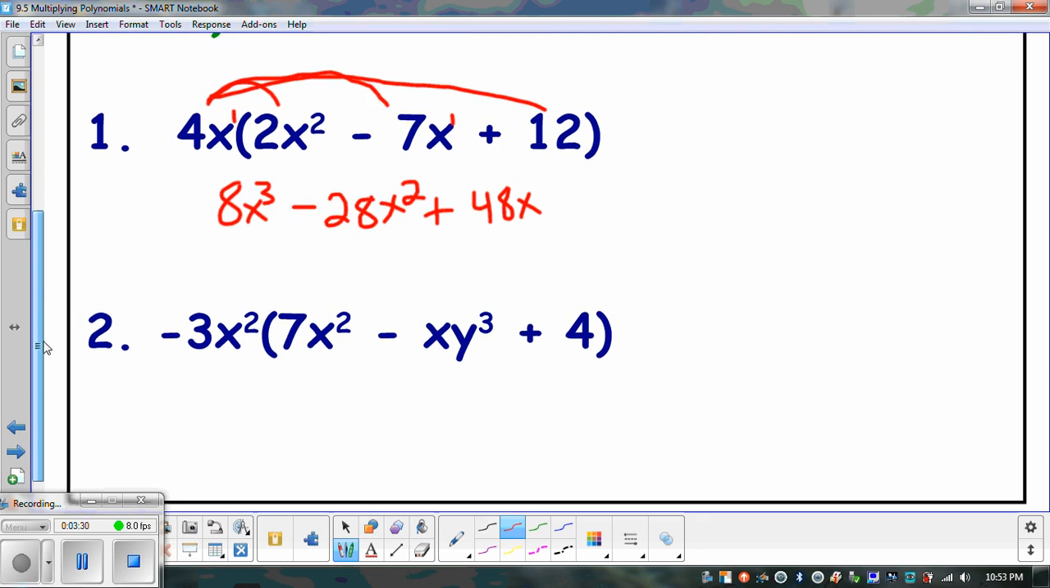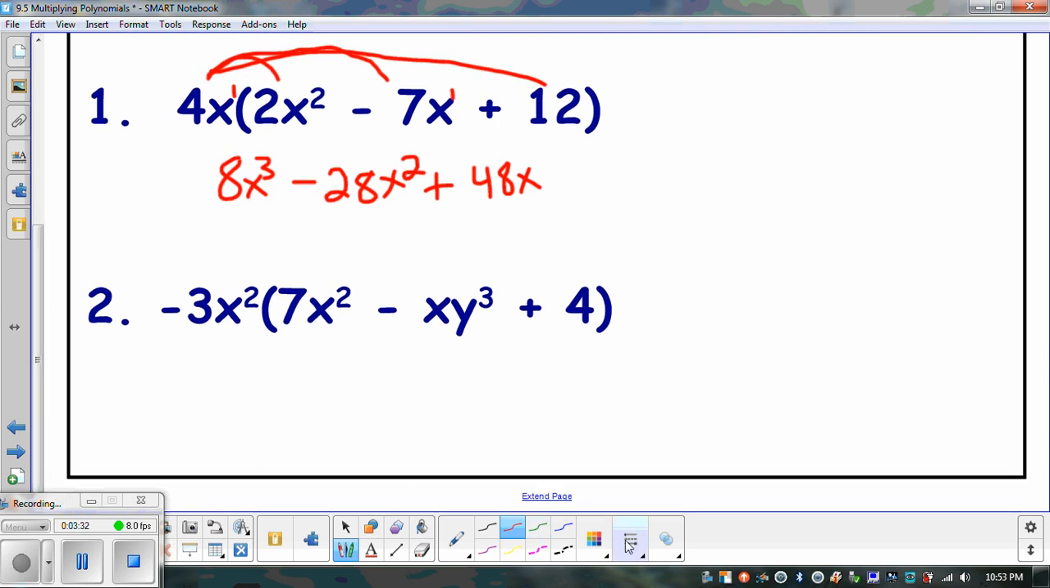Take a moment, look at our next example. It is a negative 3x squared that we will be distributing. Negative 3 times 7 is negative 21. And then x squared times x squared, if I add the exponents, 2 plus 2 is 4.